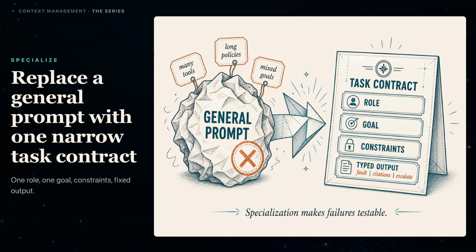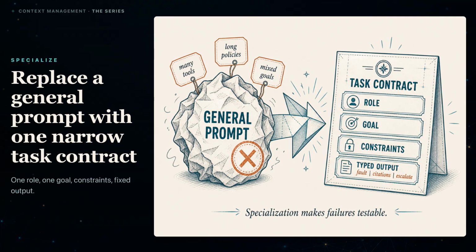Once the budget is real, do not spend it on a general assistant prompt. Give the model one narrow task contract, one role, one goal, a short prioritized constraint list, and a fixed output structure. Think of this as a job description that the model can execute and the system can test.